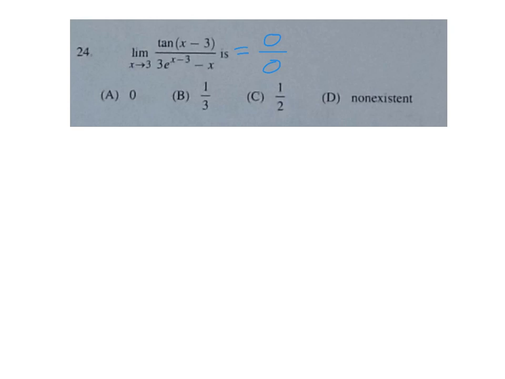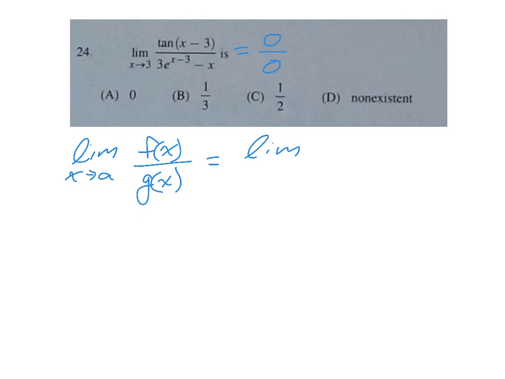So we're going to apply L'Hopital's rule that says the limit as x approaches a of f of x over g of x is equal to the limit as x approaches a of f prime of x over g prime of x. So the idea here is we can take the derivative of the top and the bottom and then try the limit again. So we're going to need to take the derivatives.